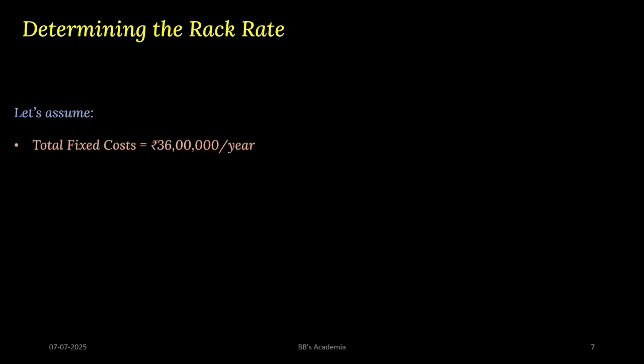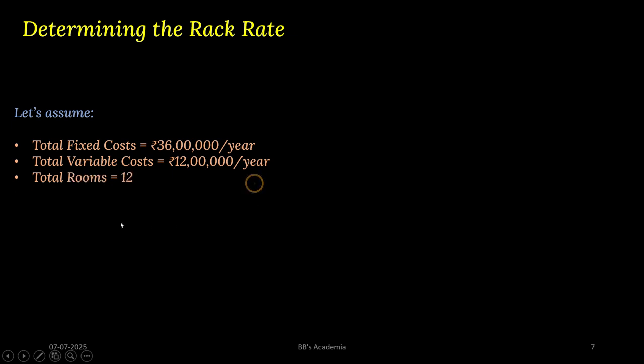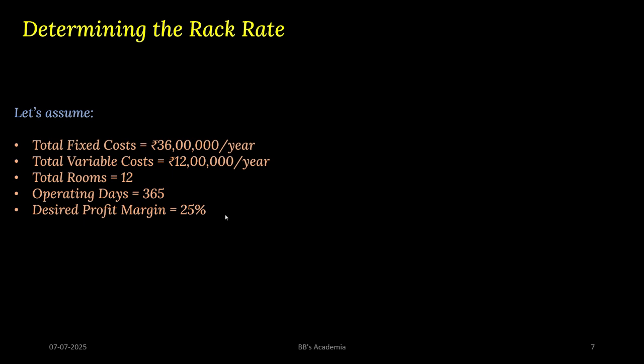Let's assume the total fixed cost is 36 lakhs per year. Total variable cost is 12 lakhs per year. Total rooms for the particular hotel we are considering is 12 rooms. Operating days, it is operating for the entire year, that is 365 days. And you as an owner, your desired profit margin is 25%. That is the assumption we are taking to understand how the rack rate is determined.